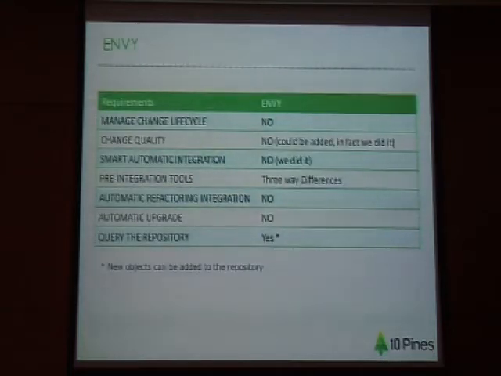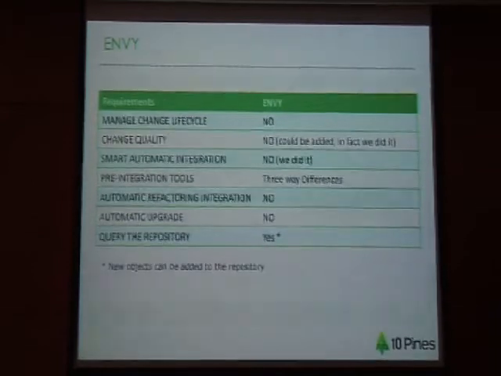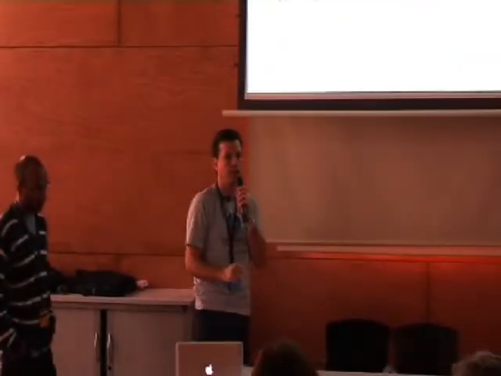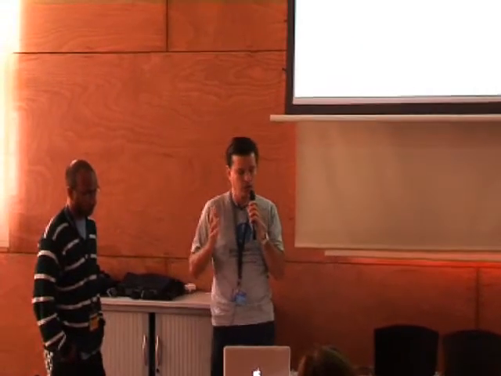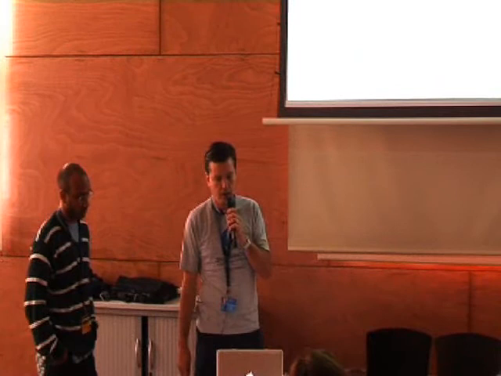Of course, we have Envy also. Envy does not manage change life cycle. Change quality, well, that's something that you can do. It's not supported by the tool, but you can add that very easily. In fact, we did. Smart automatic integration doesn't come with an automatic integration tool, but you can build it because it has a model behind it. For pre-integration tools, you only have three-way differences, but if you decide you don't like a method, or it gives you a conflict with another method that you just integrated, you have to write down that after integrating that method, you will have to go and change that in the browser.